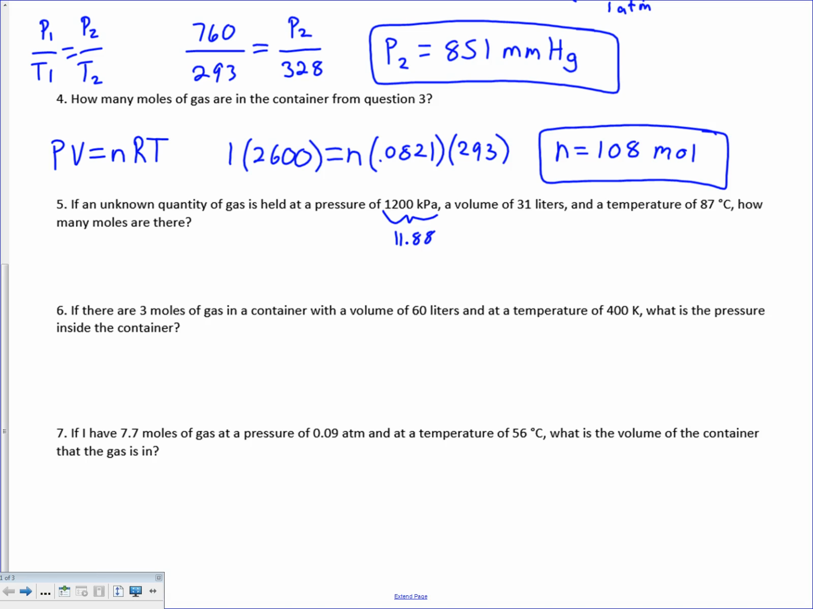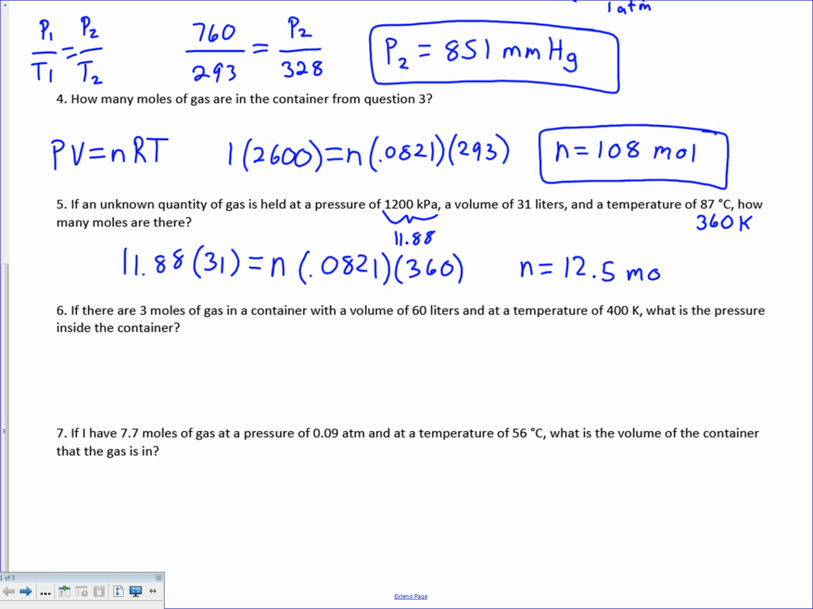The temperature here, 87 degrees Celsius. That's the same as 360 Kelvin. Okay, and now we can plug things in directly. So 11.88 times 31 equals n, that's again what we're trying to find here, times 0.0821 times 360. We go through, we solve this for n, we get n equals 12.5 moles.